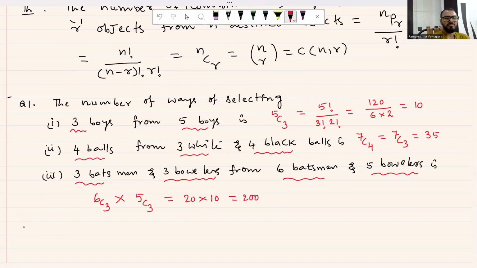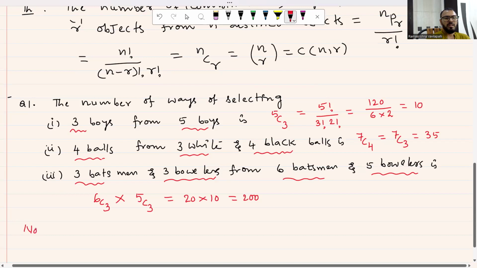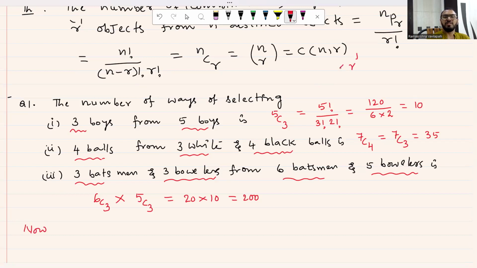So now, here R lies between 0 to n. Anyway, we can't select more objects than the objects which we have. If we have 10 objects, we can't select 11 objects. Okay. So now, what is nC0?